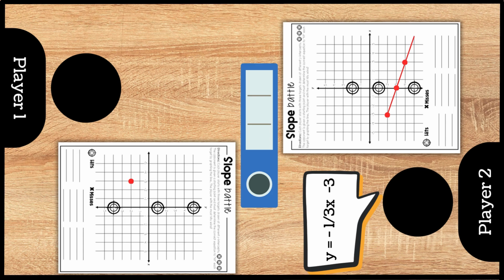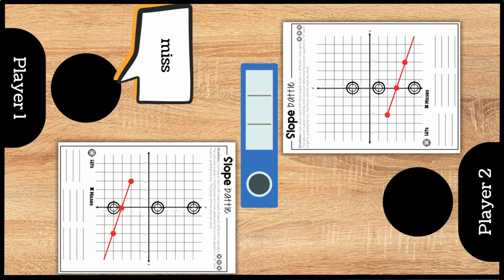Player 2 will tell player 1 the linear equation to graph. For this example, he will say y equals negative 1/3 x minus 3. Player 1 will graph that linear equation and see if it hits or misses his target. In this example, player 2 missed. Player 2 will write the equation under the misses column to keep track of the targets missed.